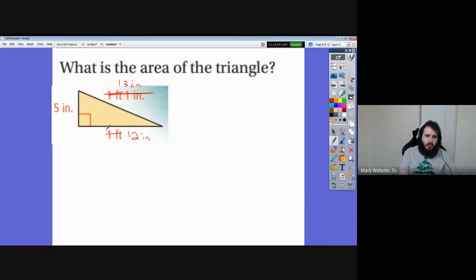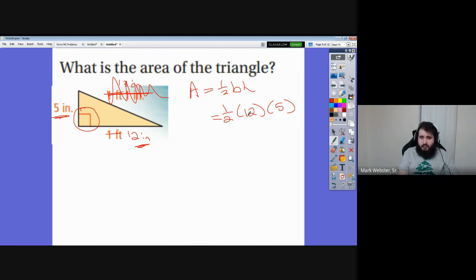So let's do that. What's the area of this triangle? It's 1/2 base times height. We've got the right angle there, so it's the 5 and the 12. This 13 actually is completely unnecessary. So remember, our area is 1/2 base times height. So we're going to do 1/2 times the base times the height. 1/2 of 12 is 6. And what's 6 times 5? 30. And our units were inches over here, so it's going to be inches squared for area.